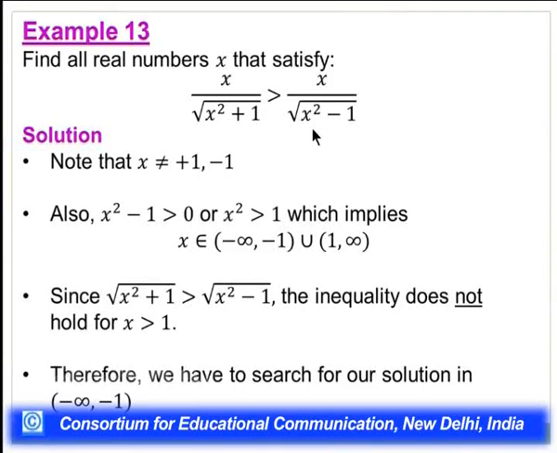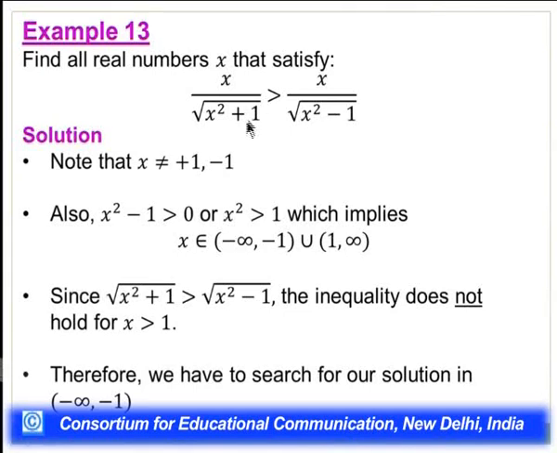If you just stare at it hard enough, this is an inequality which will not be satisfied for an x that is greater than 1. And why is that? This is because if you look at the denominator on the left hand side, the denominator is square root of x square plus 1. And the denominator on the right hand side is square root of x square minus 1.